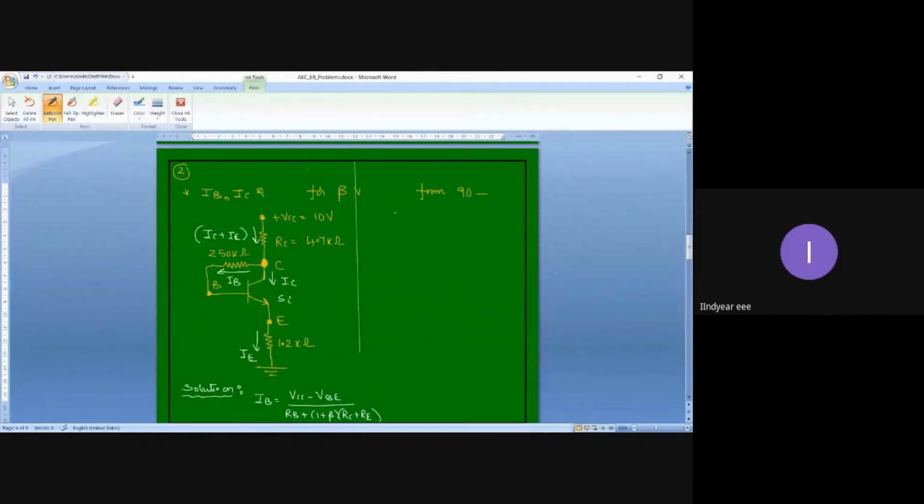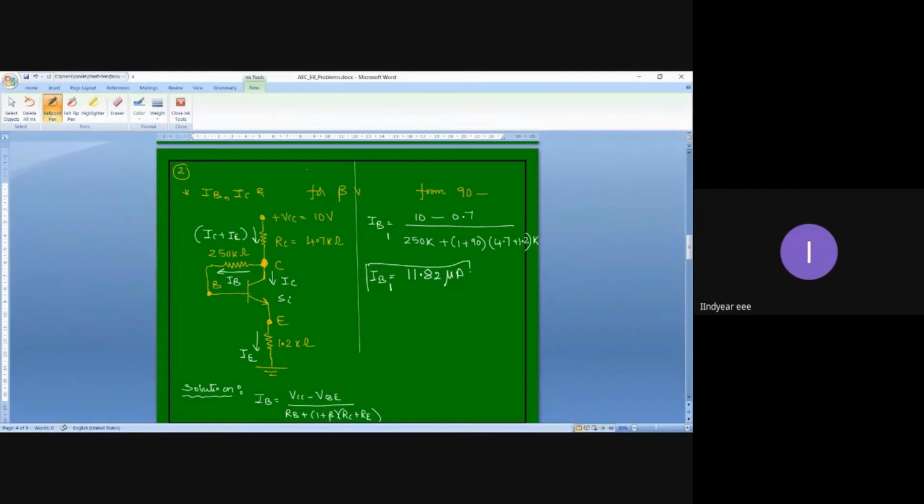Right. So IB is equal to VCC 10 volts minus VBE 0.7 for a silicon transistor, divided by RB 250 kilo, K meaning 10 to the power 3, plus 1 plus beta, that is 1 plus 90, times RC plus RE, 4.7 plus 1.2 kilo. So IB is equal to 11.82 microamperes.